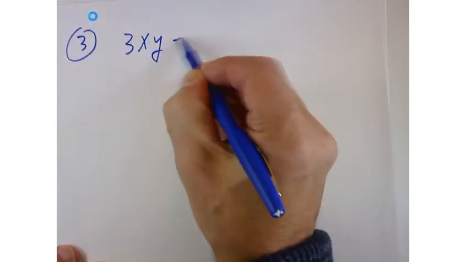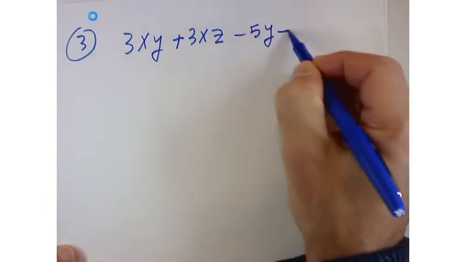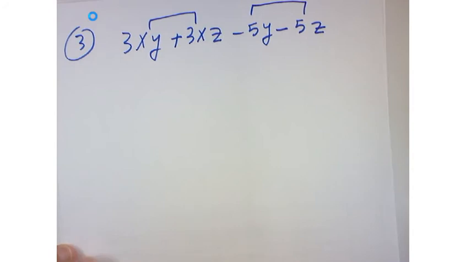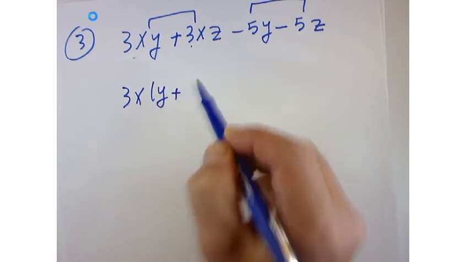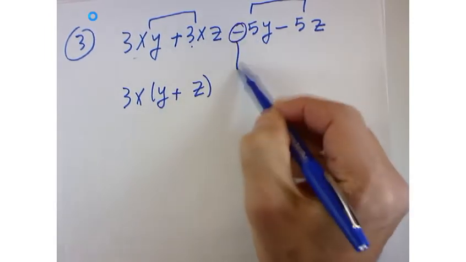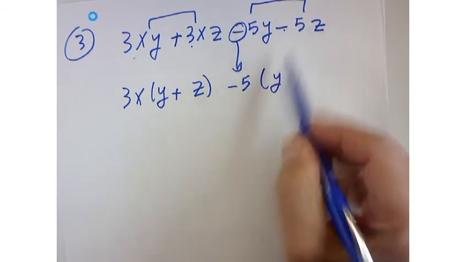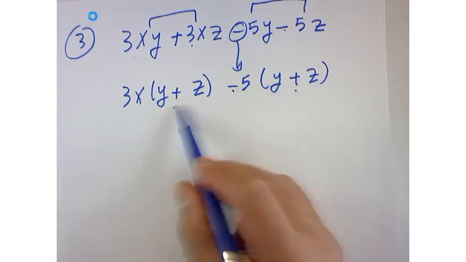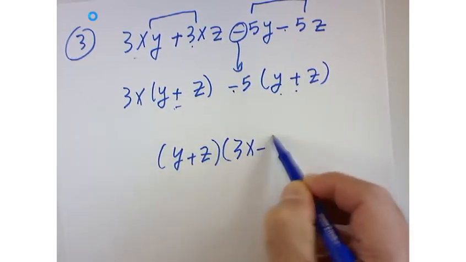3xy plus 3xz minus 5y minus 5z. Again, grouping. So within the first group, we can take out 3x, so it'll be y plus z. Within the second group, we can take out negative 5, it's y, and then we change the sign because we pulled out the negative, so it's plus z. And then we pull that once, y plus z, and it's 3x minus 5.